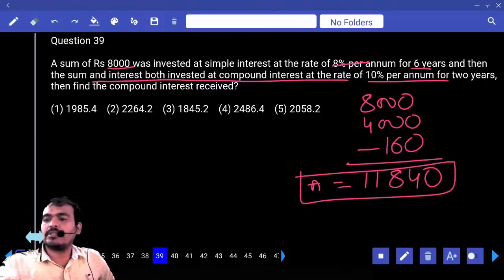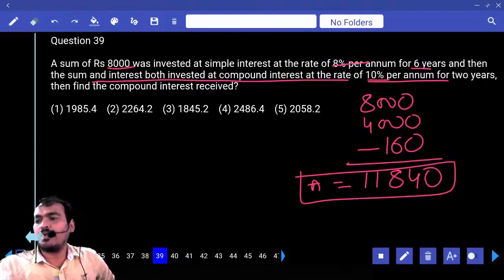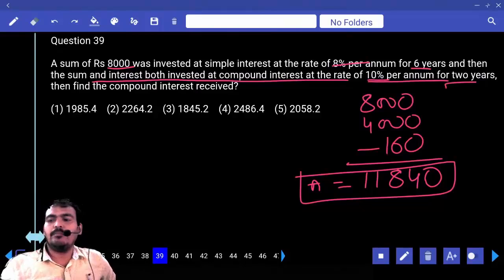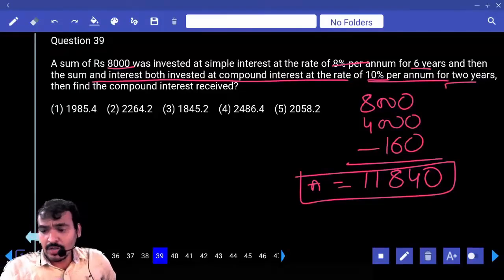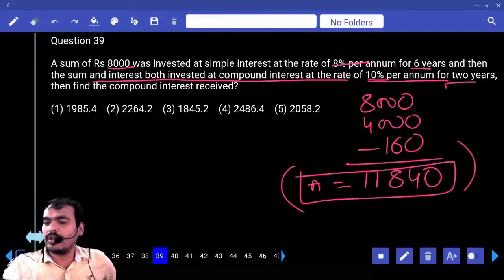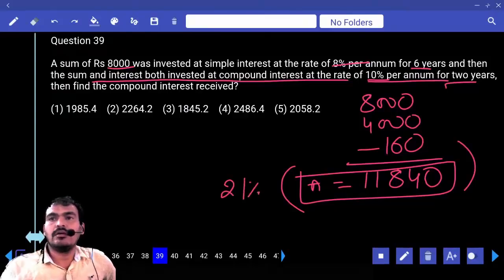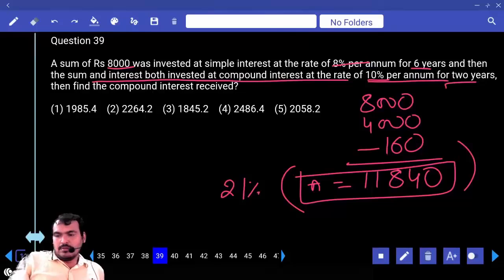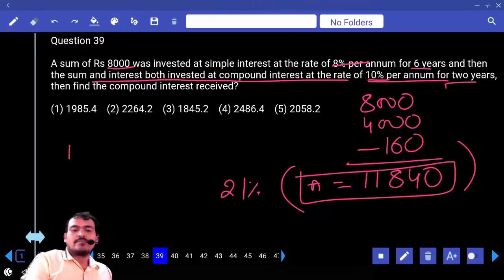What is the rate of percent in the second case? 10% for 2 years. Compound for 2 years at 10% means 21%, so in this value we require 21%. What is the 10% value? 1,184. And 20%?